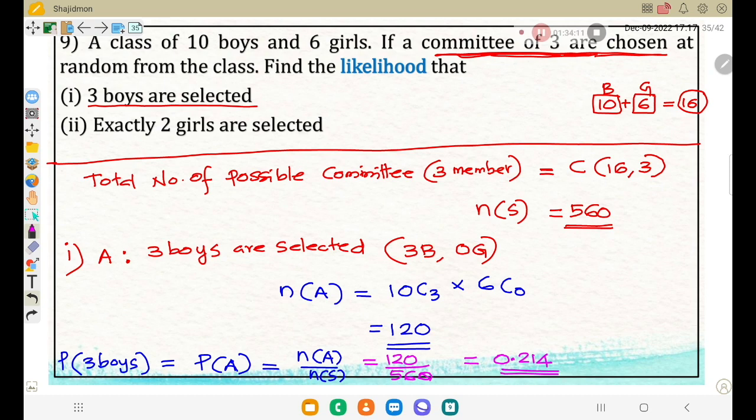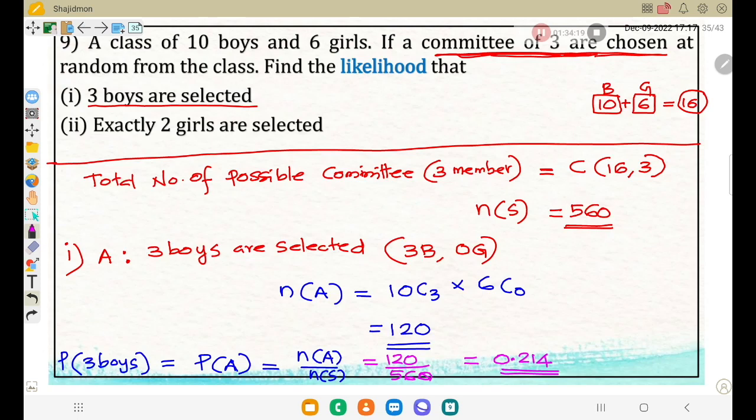So this is the first part of the question. Now I am going to the second part of the question. What is the second part? Out of 3 committee members, exactly 2 girls are selected. Exactly 2 girls means 2 girls only, correct? Not less than 2, not more than 2, exactly 2 girls. 2 girls will be there, selected out of 3.